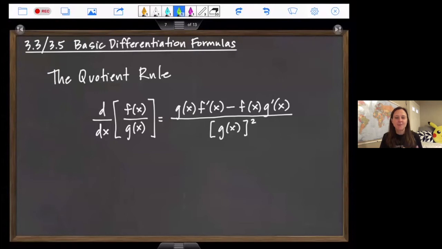We're going to learn the last of our basic differentiation formulas today. And this one looks like a bit of a beast, the quotient rule. This is the one that we're going to use when we have one function divided by another and we want to find the derivative.